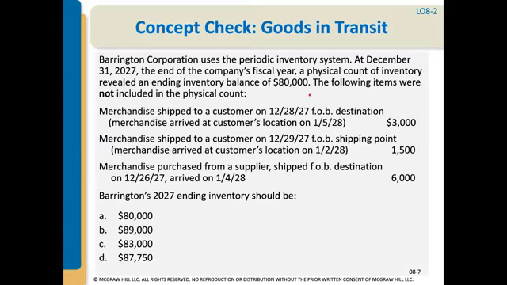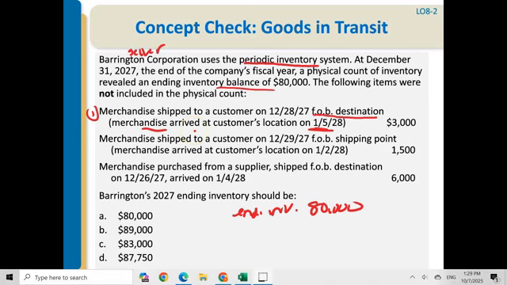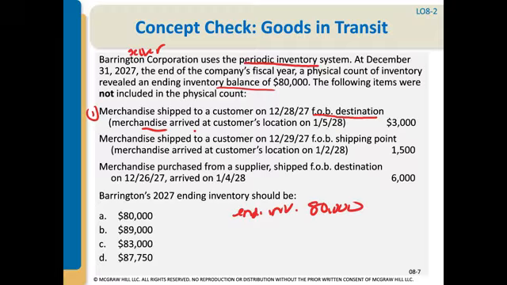Let's go through a quick example. Barrington uses the periodic inventory system. At December 31, 2027, the end of the company's fiscal year, a physical count of inventory revealed that the ending inventory balance was 80,000. And these things happen, and they ask, what should your ending inventory be? Well, first thing that happened was merchandise shipped to a customer on December 28th, FOB destination, and did not arrive until after year end, the following year.